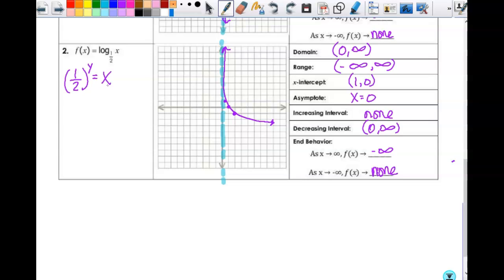Y can equal 0. It's x that can't equal 0. I can't have an x value of 0, and I can't substitute in a negative number. There's no power I can take 1/2 to get a negative number out.